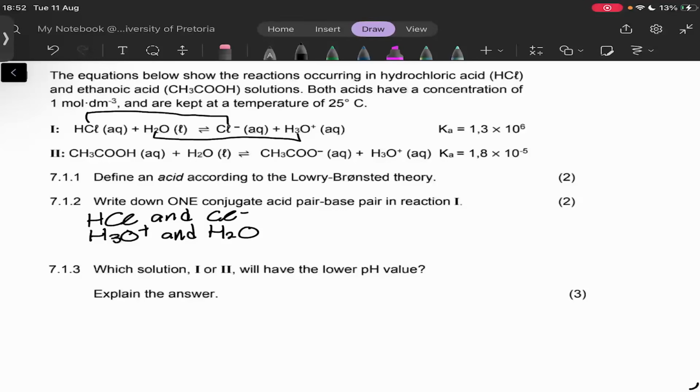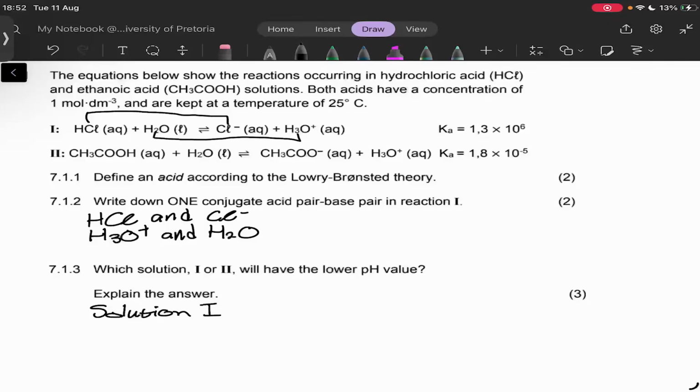Which solution, 1 or 2, will have the lower pH value? Is it solution 1 or is it solution 2? Which one do you guys think will have the lower pH value? The answers are rolling in. It seems as though everybody's on the same page. It is solution 1. And let's go through the reasons why.